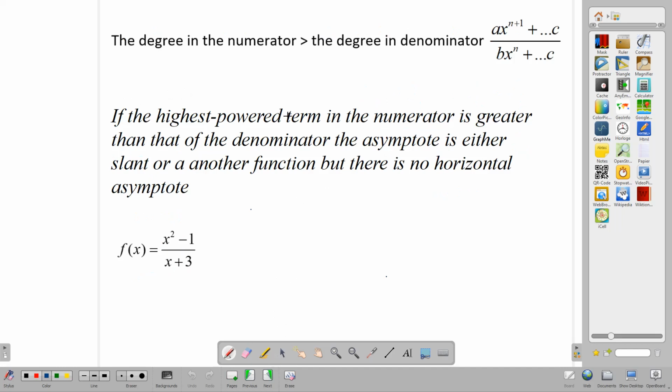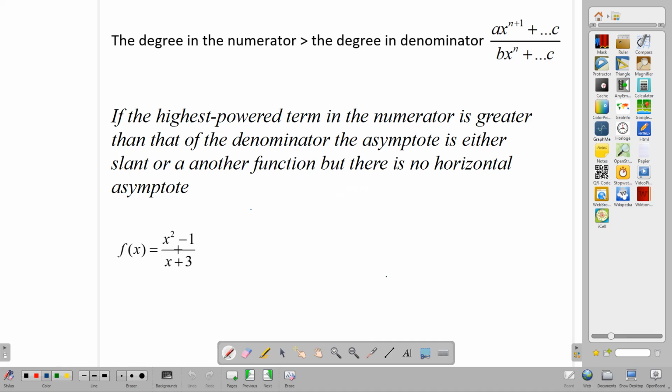Here's our third case, where the highest powered term in the numerator is greater than that of the denominator. Then the horizontal asymptote is either slant or another function, but there will be no horizontal asymptotes in this case. So let's say that again. If our numerator has a higher power than the denominator, then this function will either have a slant asymptote or some other asymptote that's a function of x, but there will be no horizontal asymptotes.